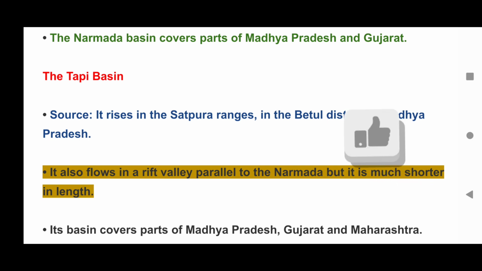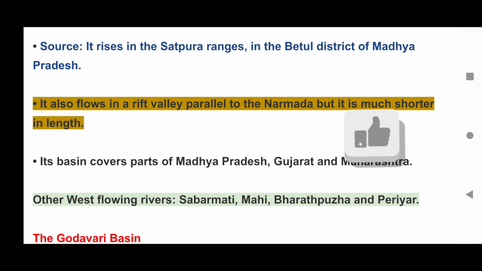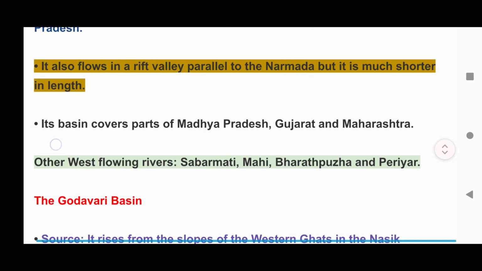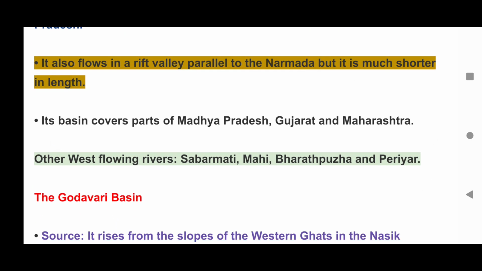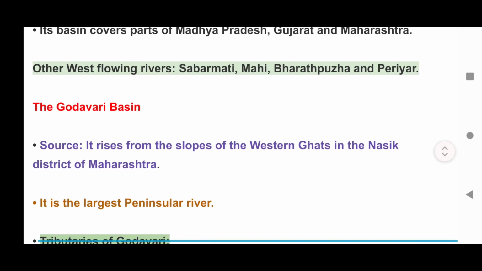It rises in the Satpura ranges in the Betul district of Madhya Pradesh. It also flows in a rift valley parallel to the Narmada, but it is much shorter in length. Its basin covers parts of Madhya Pradesh, Gujarat and Maharashtra. Other west flowing rivers are Sabarmati, Mahi, Bharatpuzha and Periyar.